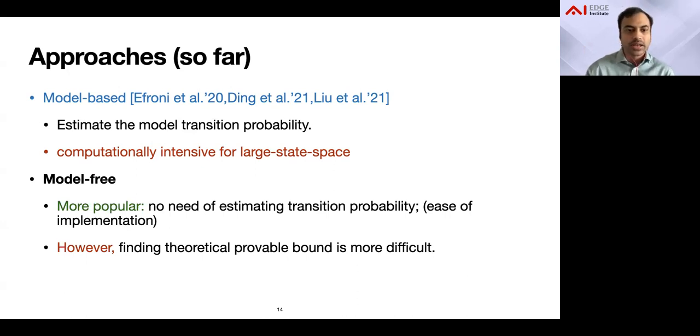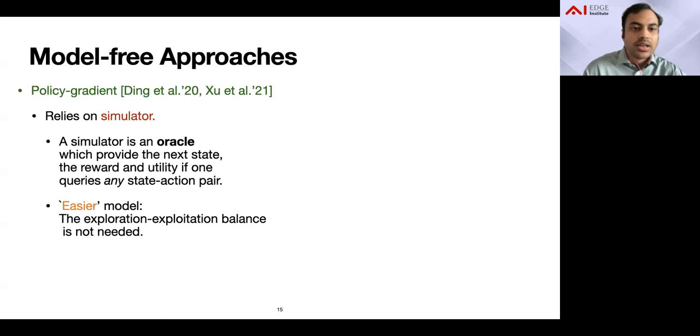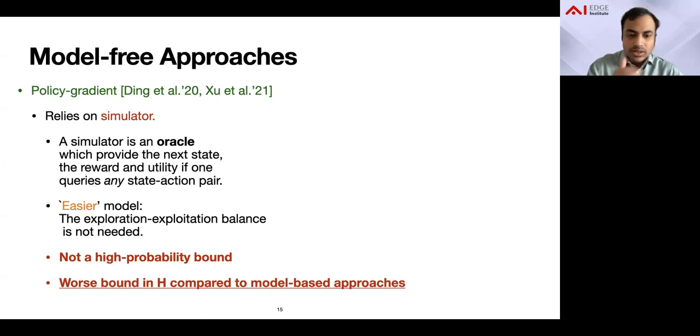There are some approaches for model-free, for example policy gradient, but they rely on some kind of simulator. A simulator you can think of as an oracle which provides the next state. If you query any state-action pair, it will give you the next state, the reward, the utility, all you want. So the exploration-exploitation balance is kind of easier here, because you are not rolling out the trajectory. Also, these results are not high probability bounds, and the bound is worse compared to the model-based approaches in terms of H.